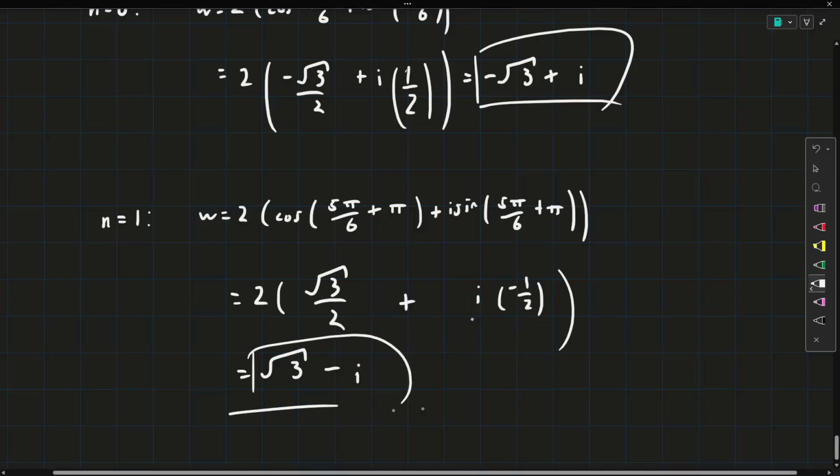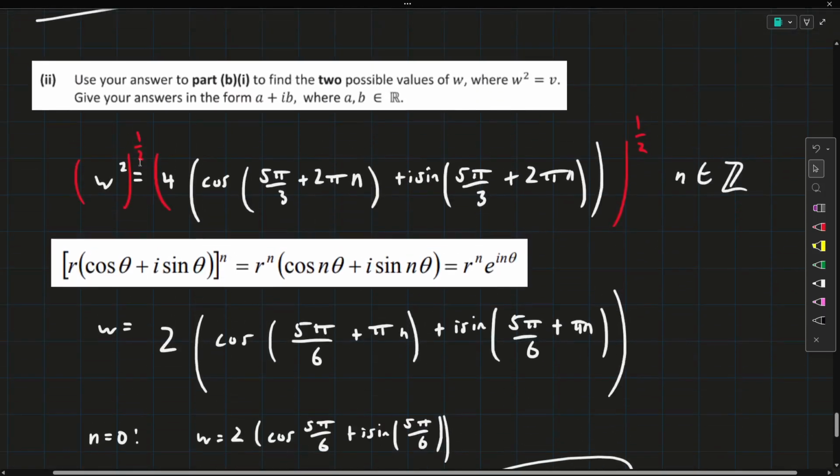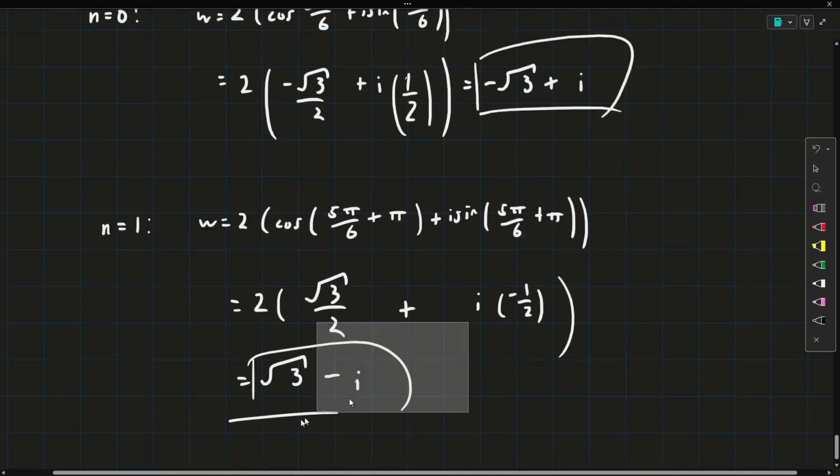And this should make sense, because these two answers are the exact same, except one of them is multiplied by a minus 1. And that should make sense, because when we square something, multiplying by a minus 1 doesn't make a difference. So that makes sense, just for a little gut check.